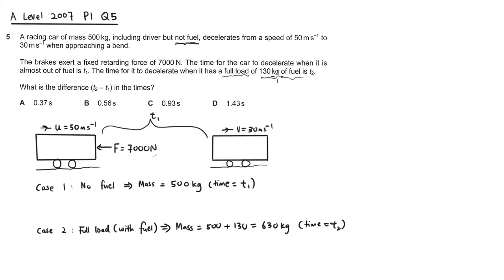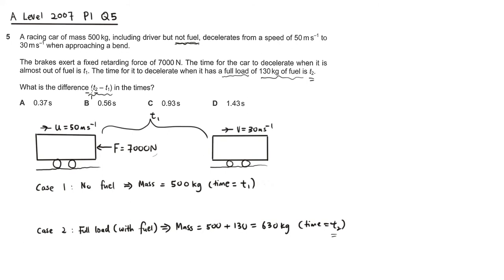So case 2 is the full load with the fuel. The mass will be 500 kg for the car plus 130 kg of fuel, so the total is 630 kilograms, and it takes time t2. So this is the situation here. How do we get the time difference? Our job is to get t2 minus t1. So what do you think the steps to solve this problem are?